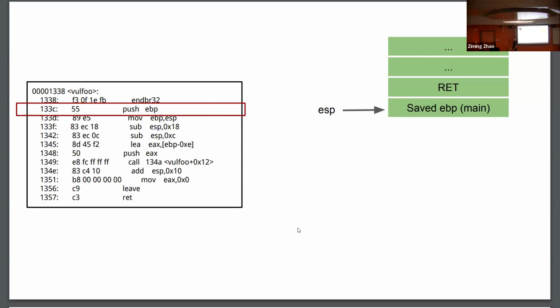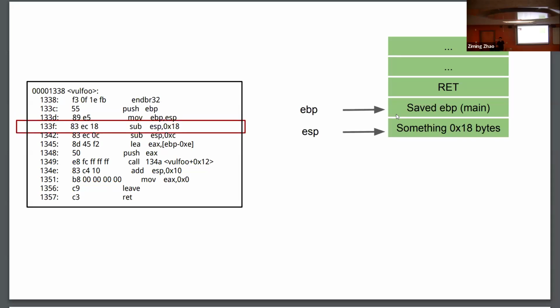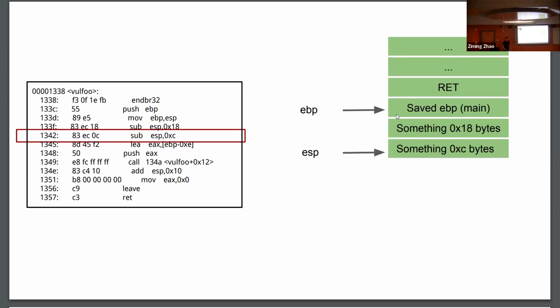The real first instruction here is push EBP. What happens is now we will have the saved EBP on the stack. This saved EBP points to somewhere higher, which is the main function's stack frame. After that, just the standard move ESP to EBP. So both of them point to the saved EBP. After that, we subtract 18 in hex bytes. After that, we subtract another 3 bytes.